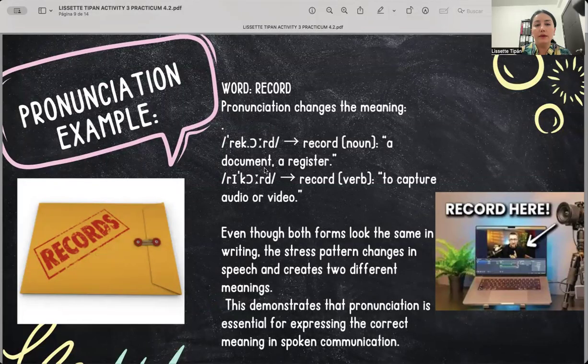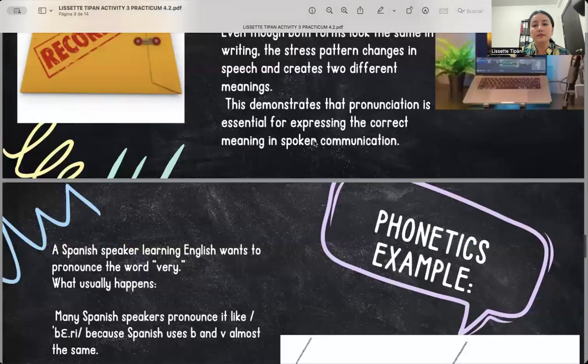Now we have a practical example about pronunciation. So we have the word record. If we say record, it's a noun, document. If we say record, it's a verb, to record audio or video. Same spelling, totally different meaning. And the only thing that changed is the stress. That's why pronunciation matters. It's so important.